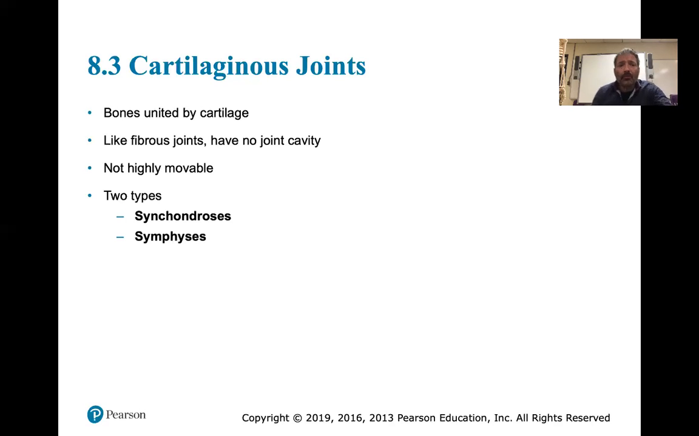So these are not highly movable. There's two types, synchondroses and symphyses. And when you see symphysis, you can think of the pubic symphysis, not very highly movable. I've only literally adjusted 2 of those in my lifetime, and I can tell you for the patient it was extremely painful, but the pain in the pelvic area was gone, but it's a very painful adjustment. Sidetracked.